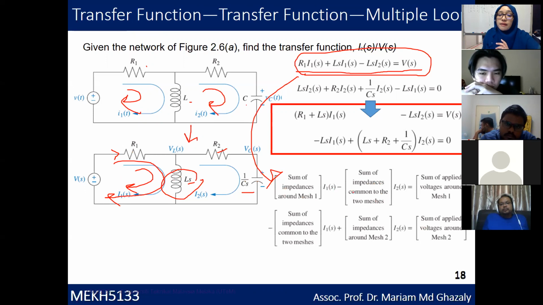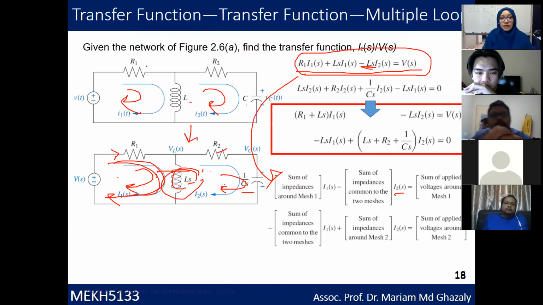So you have two meshes here. What is common? Which is LS. So minus LS, that's why you have minus LS here, times I2, the other mesh next to I1, equivalent to the sum of applied voltage around mesh 1. Referring back to mesh 1, do we have any applied voltage? Yes, we have VS. So that's why you get the first equation.